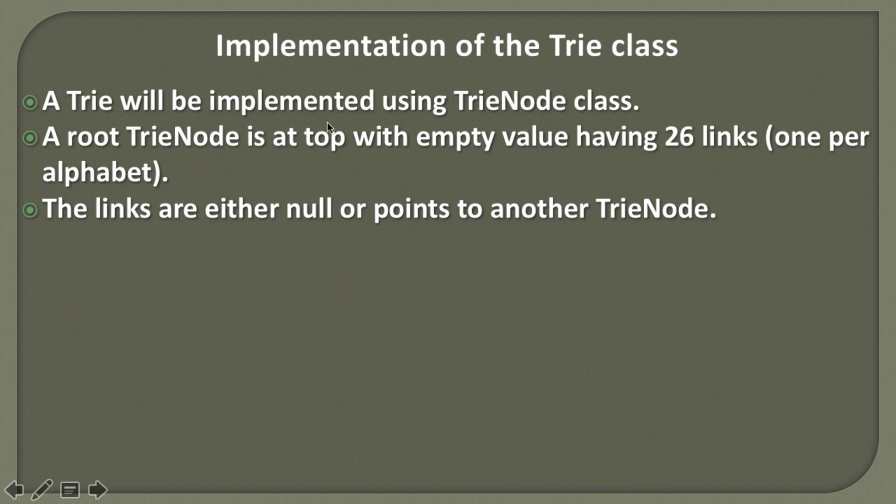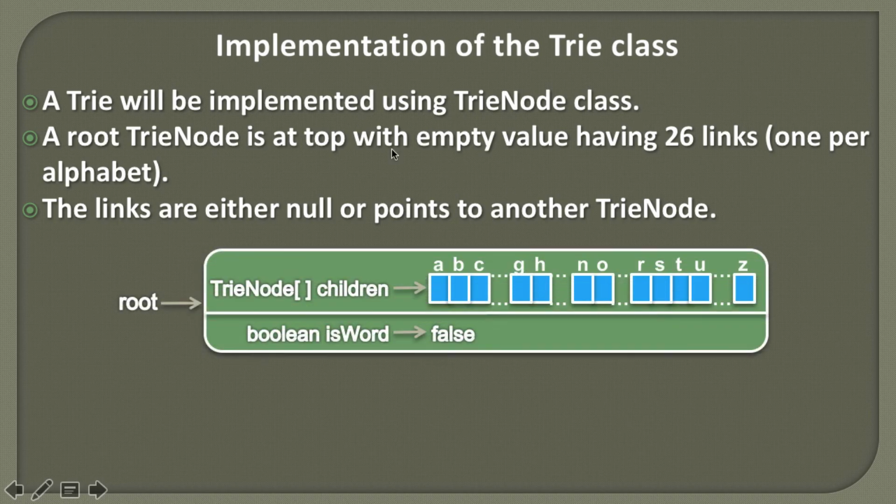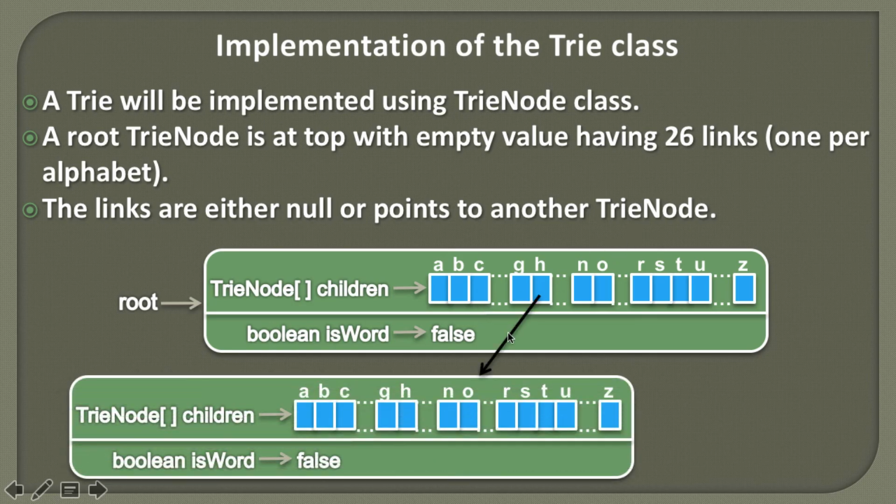So friends, here the trie will be implemented using the trie node class, which we discussed in our previous tutorial. You can also see that the root trie node is at the top of the trie, which has an empty value, and it has a trie node array which refers to other trie nodes. So here you can see if you are working with English alphabets, then there are 26 links, and these links actually point to other trie nodes, signifying that there is a letter in the trie, or they point to null.